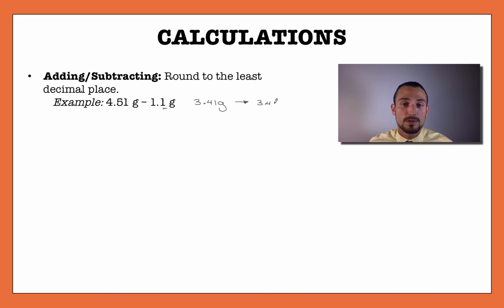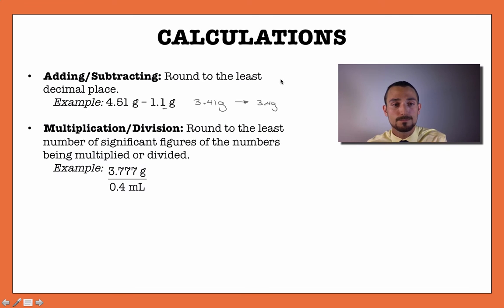So my answer would be expressed in appropriate sig figs as 3.4 grams, not 3.41. With multiplication and division, the rule is slightly different. What we end up seeing, because of amplification of inaccuracies, is that instead of rounding to the least accurate place, we round to the least number of significant figures.